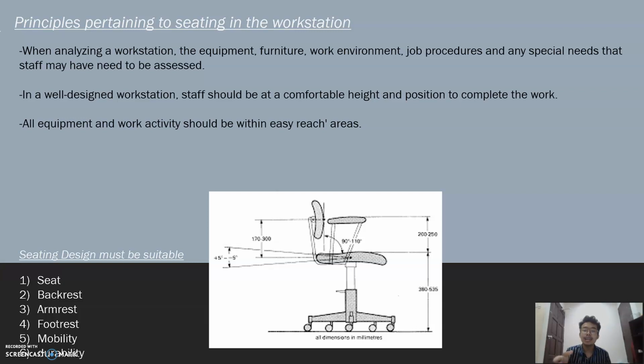There are rather more than 6 factors, but I have put only 6 here. We can see the seat, backrest, armrest, footrest, mobility, and durability. These are the major factors in our design of sitting for a good ergonomic posture.